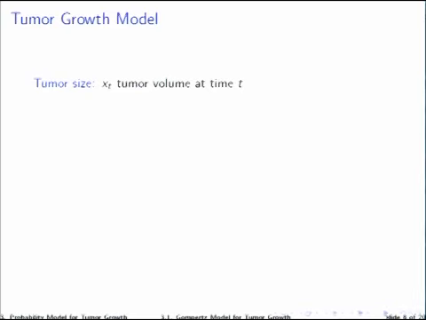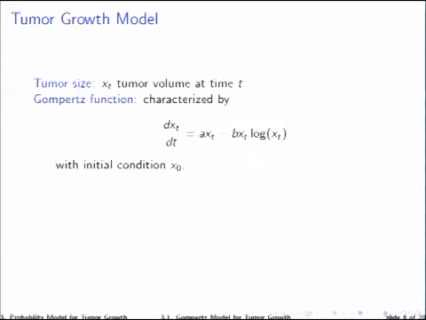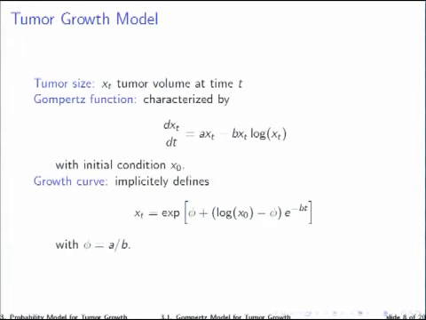So the probability model is a probability model for tumor growth. So it's a probability model for tumor volume as a function of time. There are some traditional models there. One of them is the Gompertz function, which is usually characterized as a differential equation, which implies a growth curve that is indexed with two parameters, A and B.